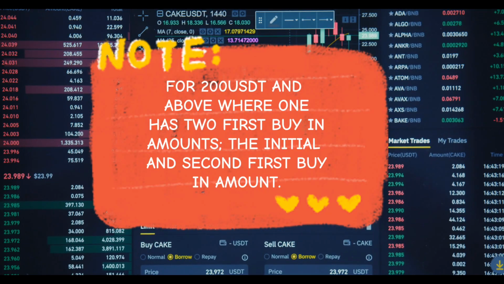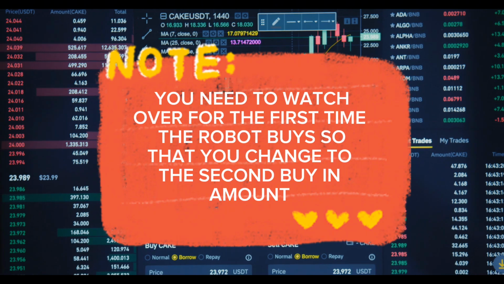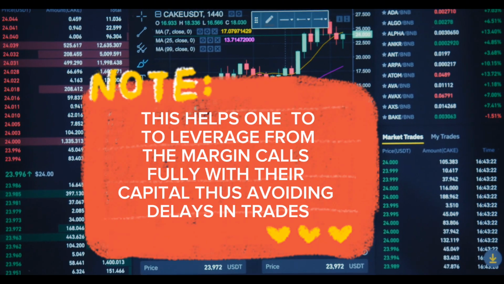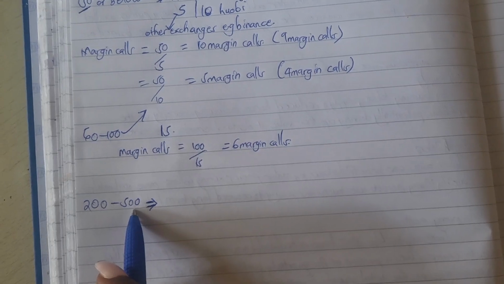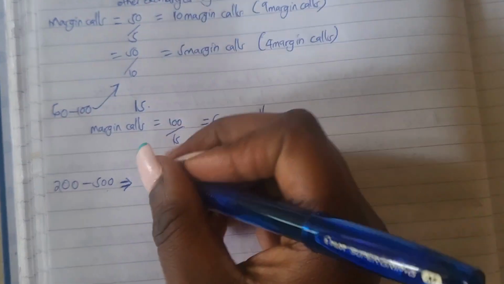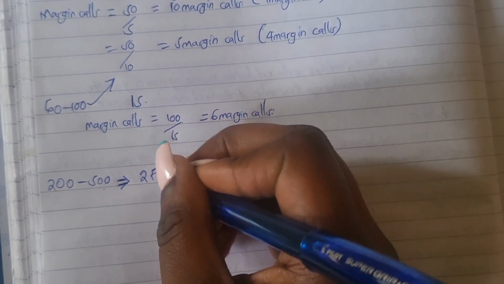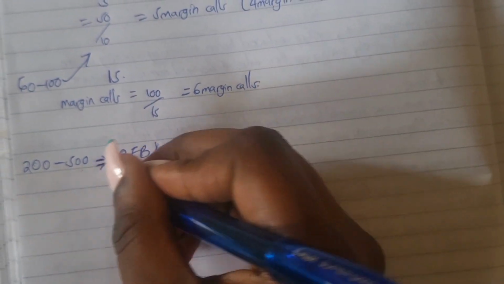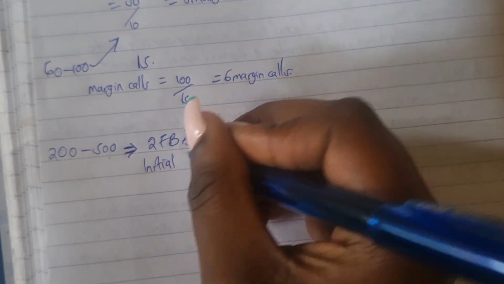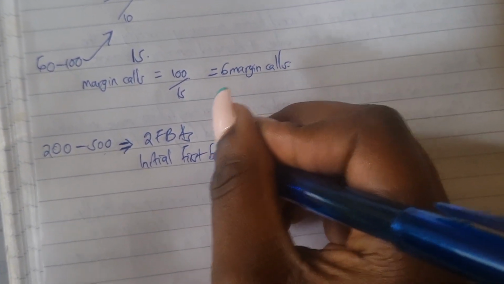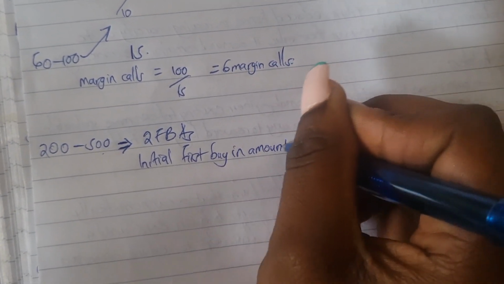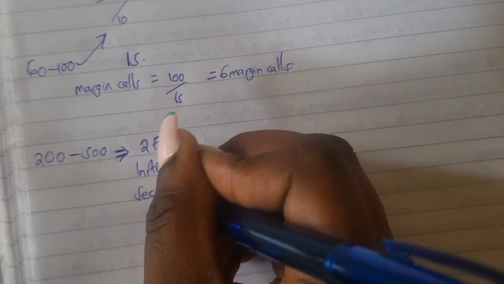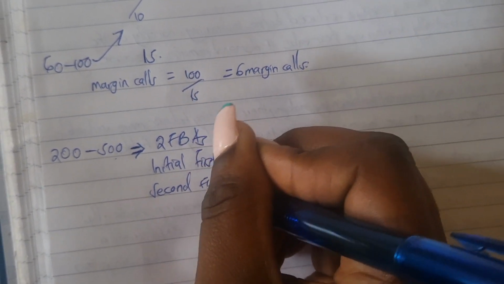Okay, so your capital increases, 200, 500. Here you have a chance to have 2 first buying amounts. You have the initial first buying amount, and you also have what we call the second first buying amount, second FBA.